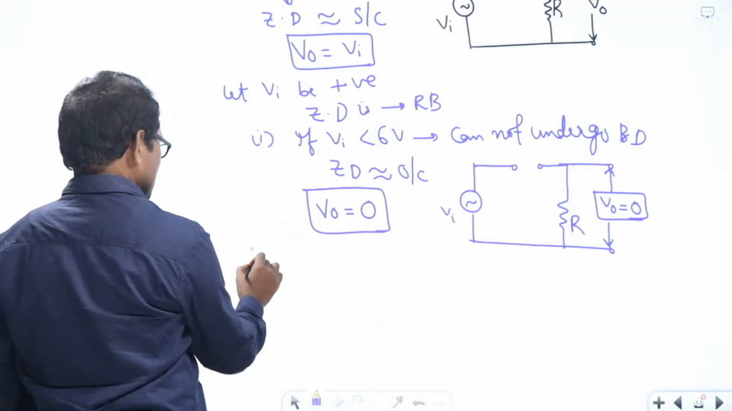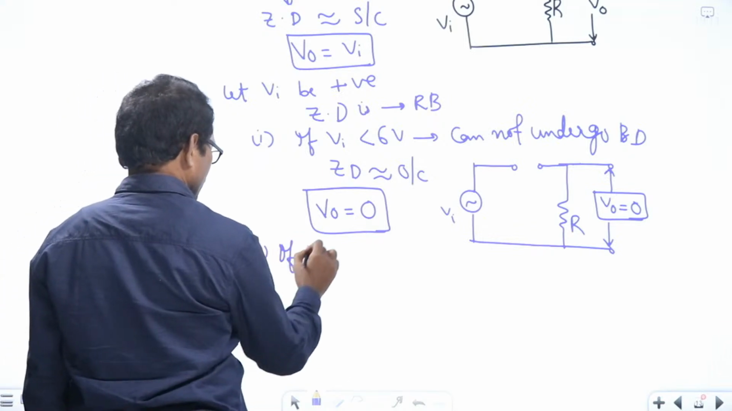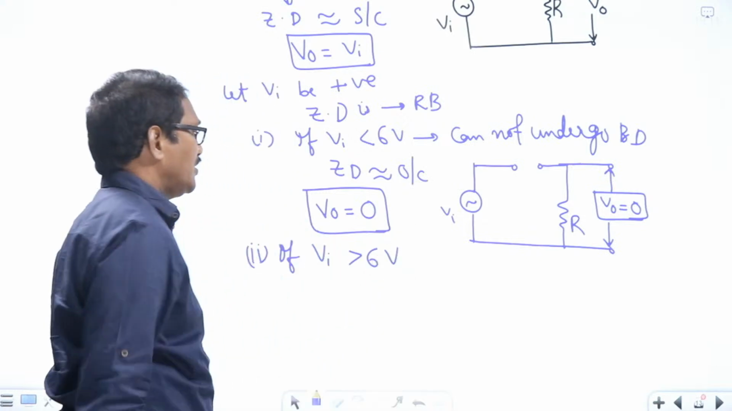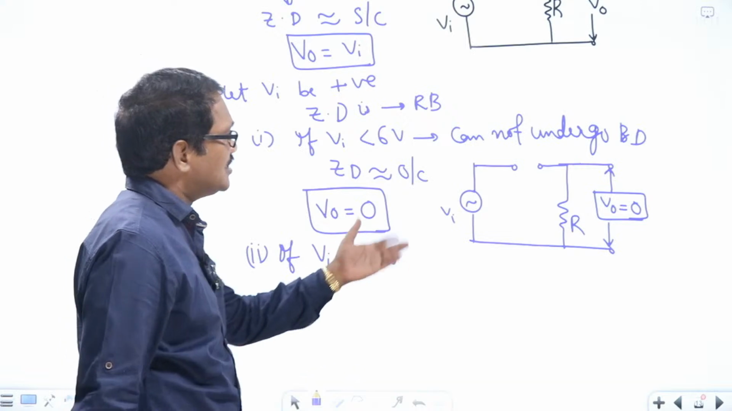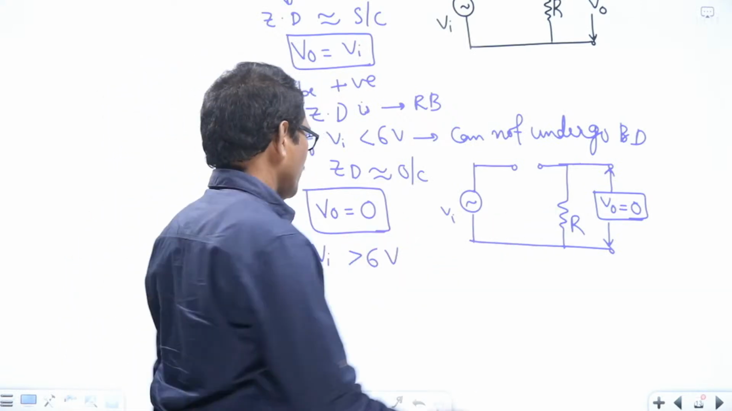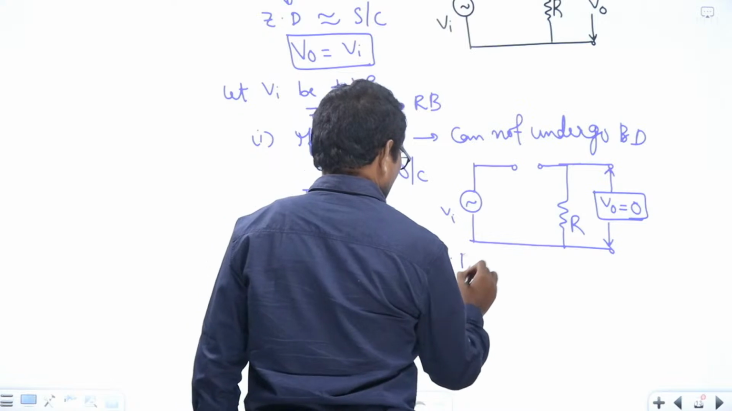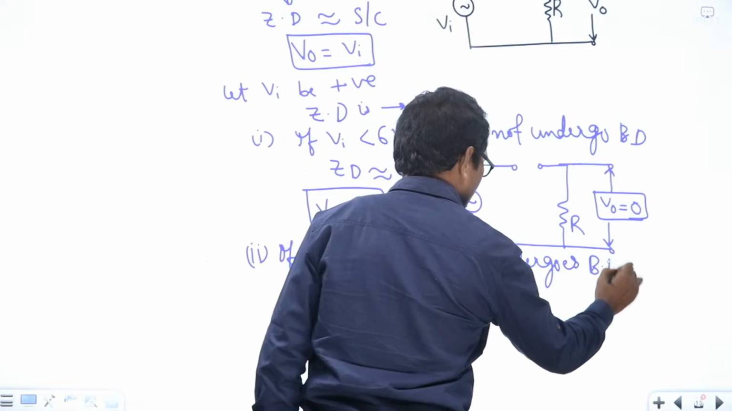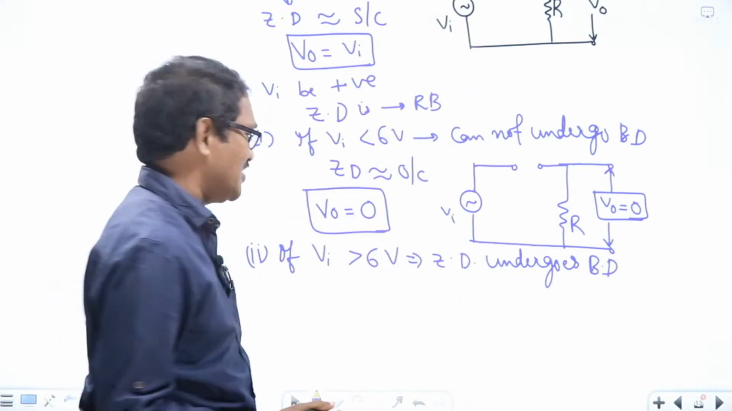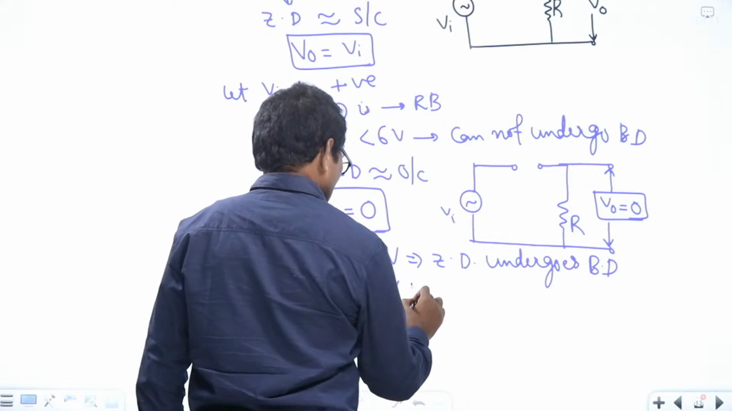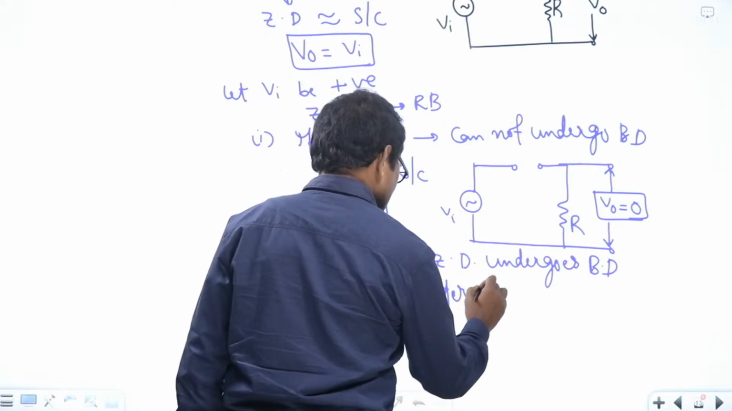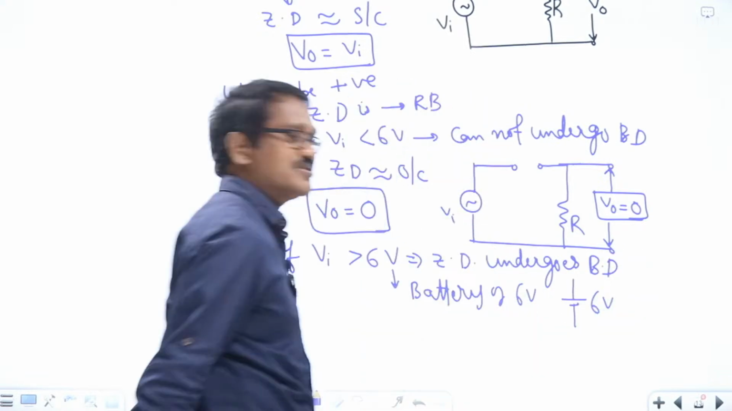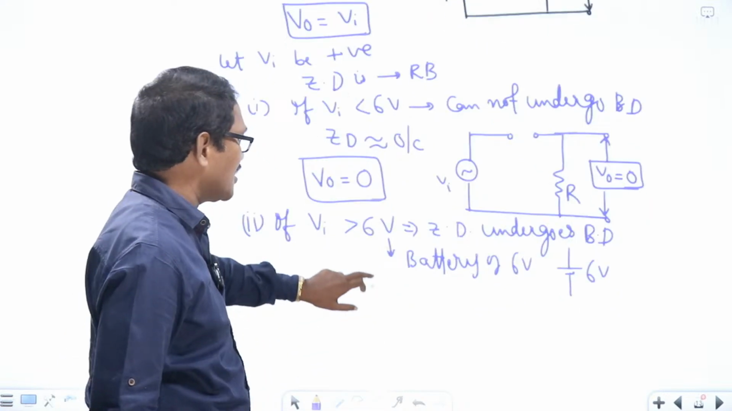And the next case is if VA is greater than 6 volts. Now the Zener diode undergoes breakdown. Now it acts as a battery of VZ volts, VZ meaning 6 volts. So the equivalent circuit corresponding to this case is VA and a battery of 6 volts.